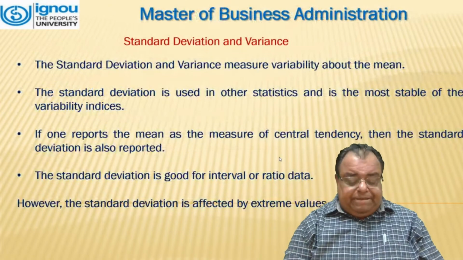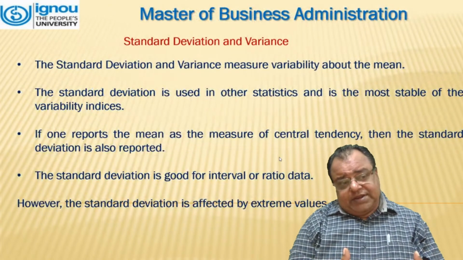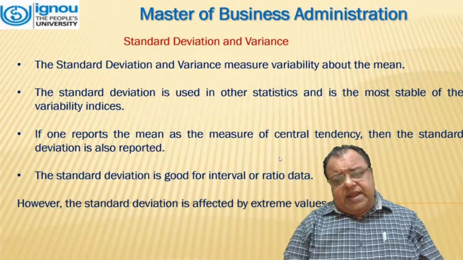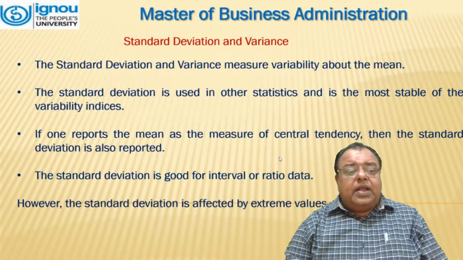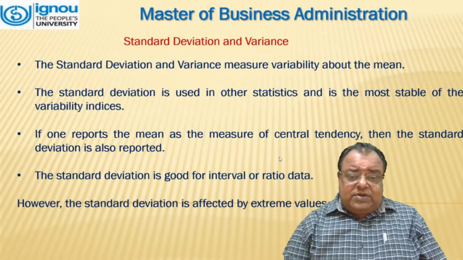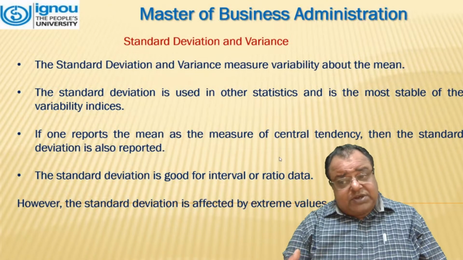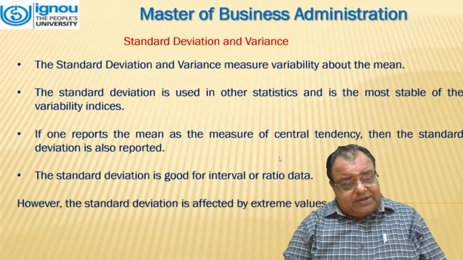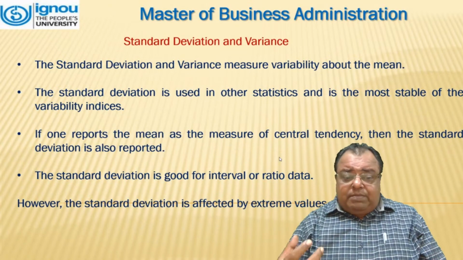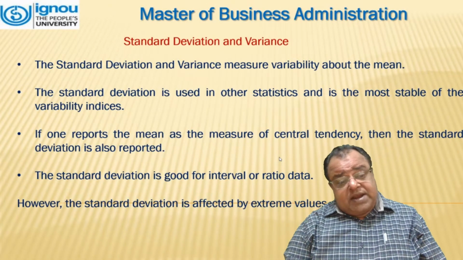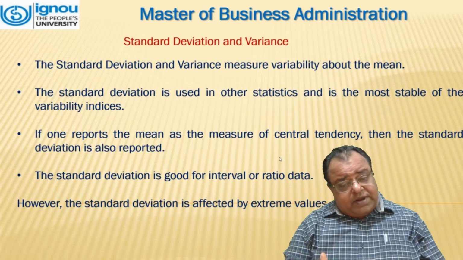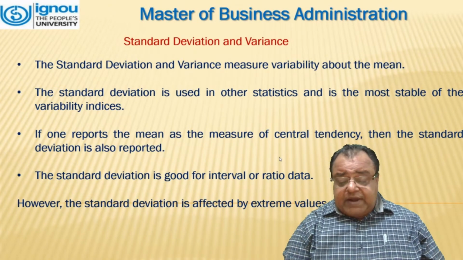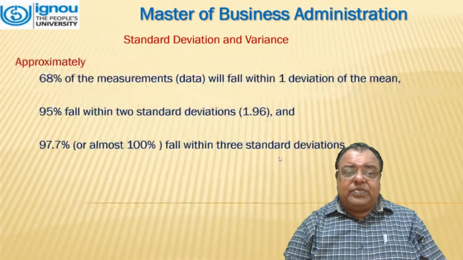Now, the next part is standard deviation and variance. Standard deviation and variance measure variability about the mean. Standard deviation is used in other statistics and is the most stable of the variability indices. If one reports the mean as the measure of central tendency, then the standard deviation is also reported. The standard deviation is good for interval or ratio data. However, standard deviation is affected by extreme values.